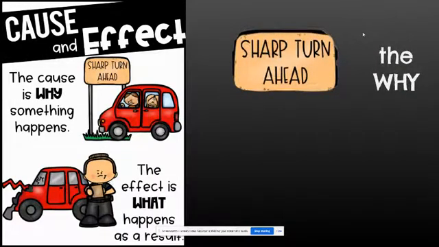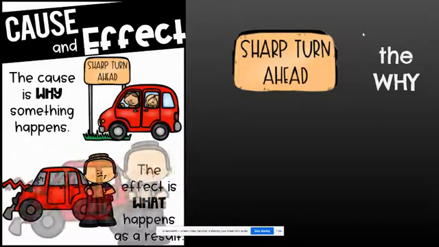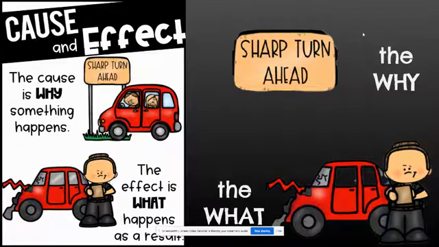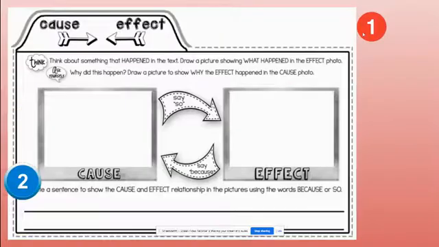The cause is why something happens. So in this picture, there's a sharp turn ahead. The what is what happened. So there was a sharp turn, and you can see what happened to the car. I'm going to give you some clue words and easy ways to organize the cause and effect in my brain, because it can be kind of confusing.